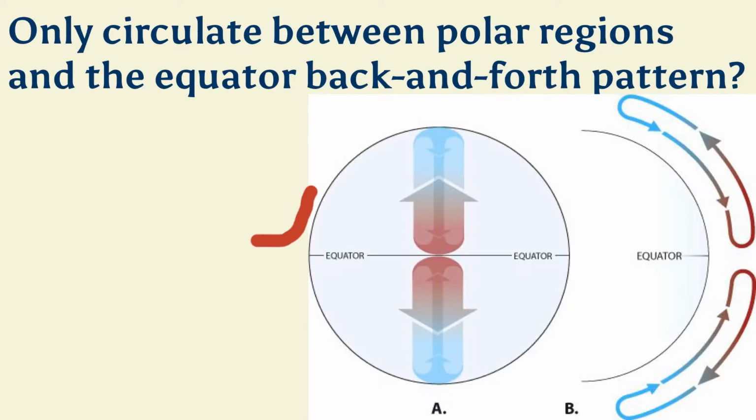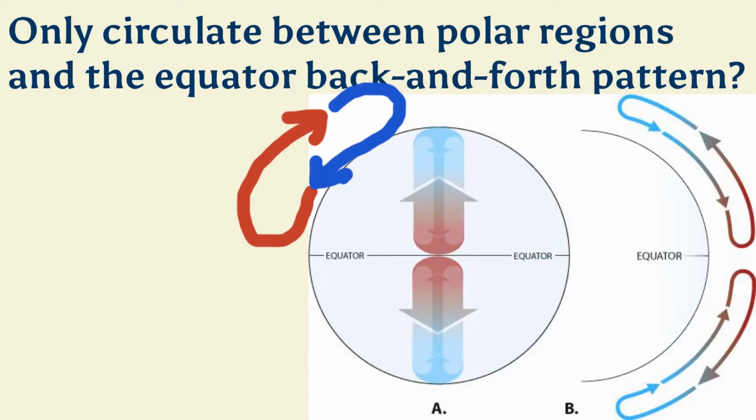If the Earth did not rotate on its axis and remained stationary, the atmosphere would only circulate between Earth's polar regions, areas of high pressure, and the equator, areas of low pressure, a simple back and forth pattern. So we would expect air to get warmed up at the equator and rise, and then sink at the poles, and then come back to the equator and have that kind of loop repeat. That's not exactly what happens, though.